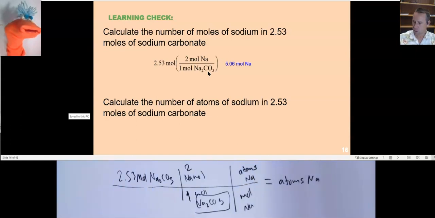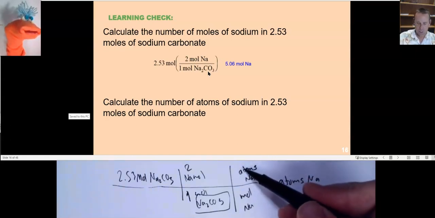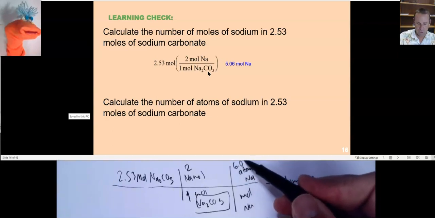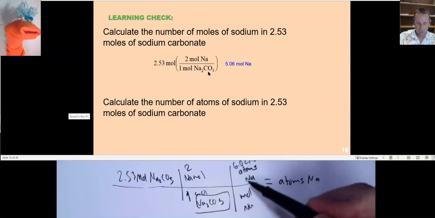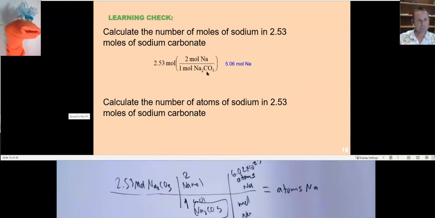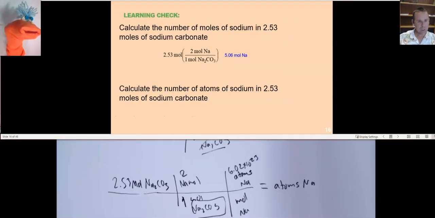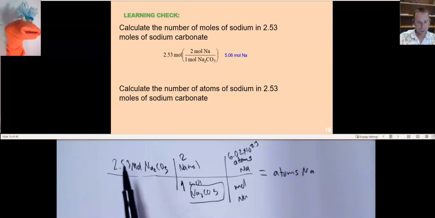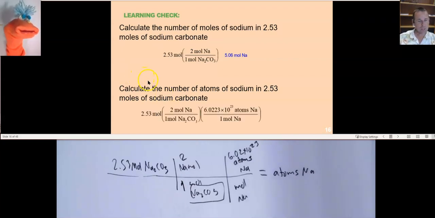How many is that? Well, every mole of something has 6.02 times 10 to the 23rd atoms of it. That's Avogadro's number. And so 6.02 times 10 to the 23rd atoms of sodium are in every mole of sodium. So if I take 2.53 times 2 times 6.02 times 10 to the 23rd, that's going to give me my number of atoms of sodium. Make sure you can type that into your calculator and get that answer. Scientific notation can be difficult for some people sometimes. Okay, good.